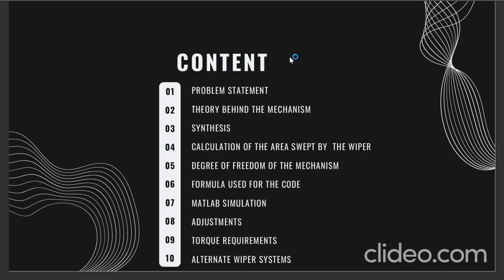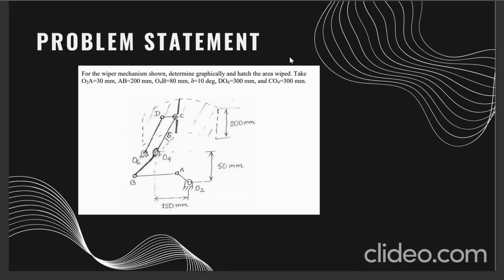After that, we consider some real life considerations of a windscreen wiper mechanism in terms of the torque requirements and increasing the efficiency through alternative wiper systems. So this is the problem statement. This is a direct snippet from tutorial 2, problem 6 that is used to formulate our windscreen wiper mechanism.